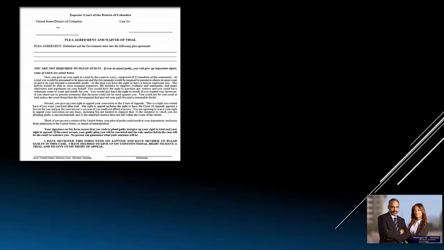This is the actual form that you will be signing in D.C. Superior Court. This is called a plea agreement and waiver of trial form. Now, whether it's a no permit charge or a murder charge, this is the exact form that everyone is going to sign. This is the form that you have to review with your lawyer and make sure that you fully understand it. So we're going to break this form down.